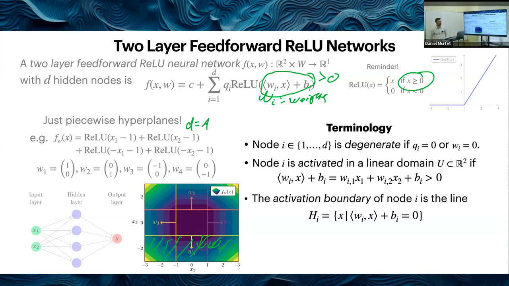And so in that sense, we have these activation boundaries associated to each node, which are just these lines where the nodes become active. And so a nice little intuition here is that you can think of the weight vector as being anchored on its activation boundary, and then it points into its region of activation, like that. Cool.